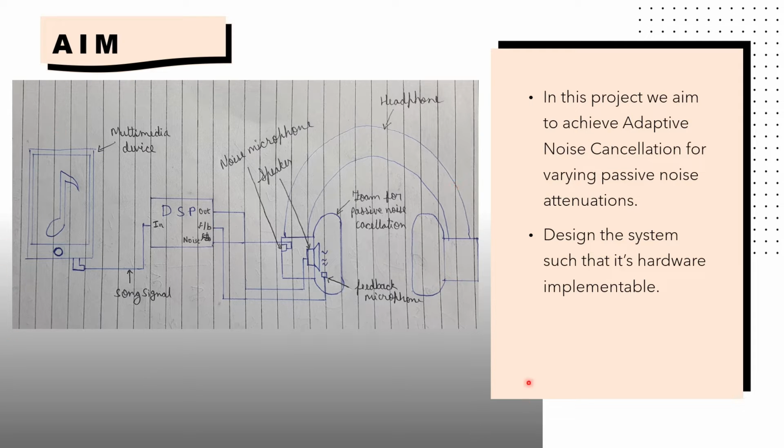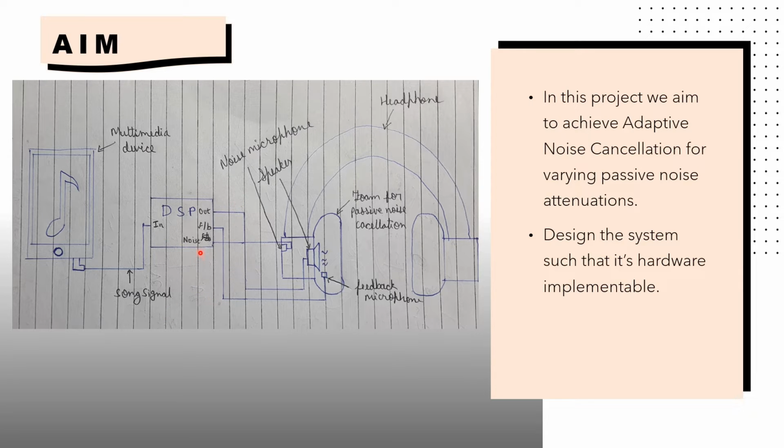As you can see, this is the system we are assuming will be present in our hardware. There is a multimedia device which will be giving a sound signal going to our DSP, which is the digital signal processor. The digital signal processor has four ports. One is the input to which we give our sound signal. Then there are three more ports: output, feedback, and noise.